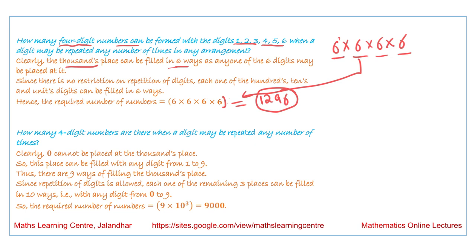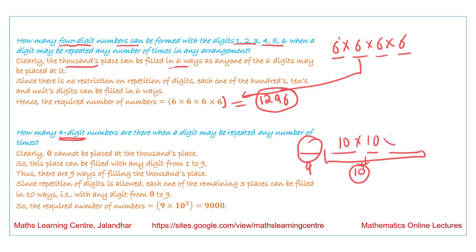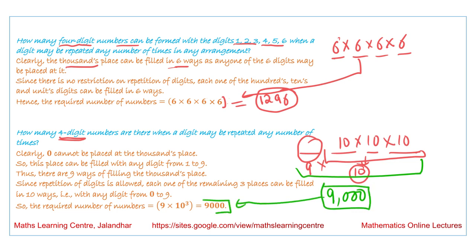Next is how many 4-digit numbers are there when a digit may be repeated any number of times. So we are talking about 4-digit numbers. Suppose we have a 4-digit number over here. For the first place we have 9 options because 0 cannot be there, and for the remaining 3 we have 10 options each, 10 into 10 into 10. Any of the digits 0 to 9 can be filled over here. So the total number of options we have is 9000.